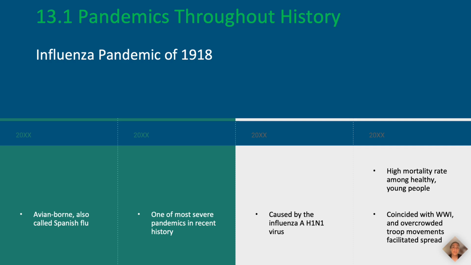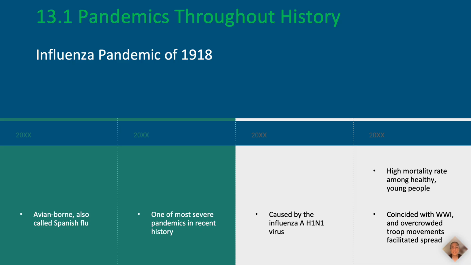Now, fast forward, we're going to look at the influenza pandemic of 1918. This was avian-borne, also called the Spanish flu, and it was one of the most severe pandemics in recent history. It was caused by the influenza A H1N1 virus. It spread globally. It coincided with World War I, and overcrowded troop movements facilitated this spread. There was really a high mortality rate among healthy young people, and its response was fragmented.